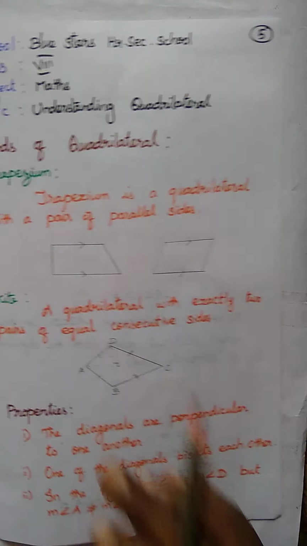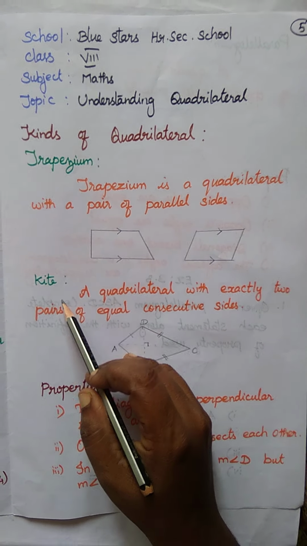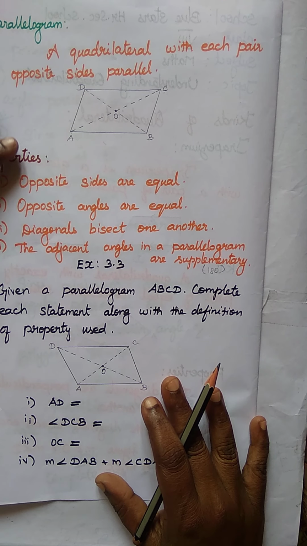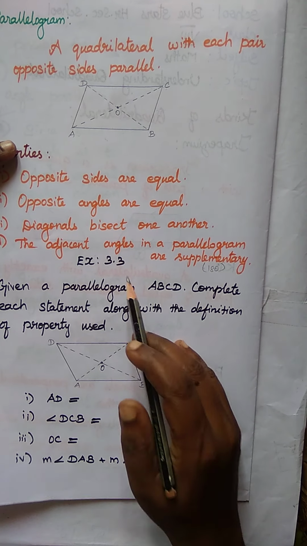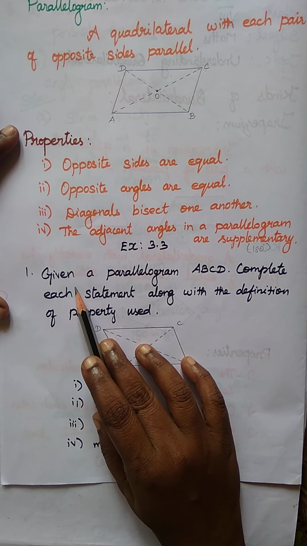In this kinds of quadrilateral we are seeing trapezium, kite and then parallelogram. Using these properties we are going to solve the sums in exercise 3.3. So what is the first sum?